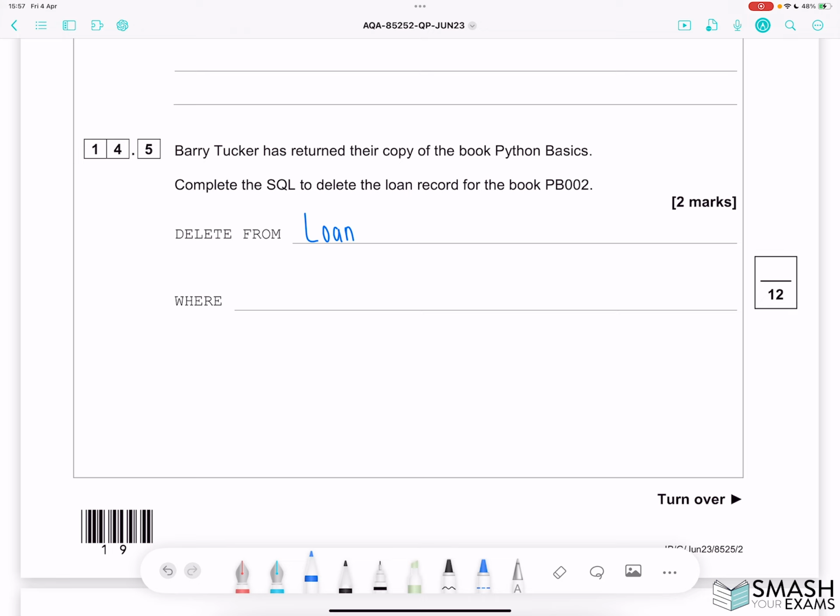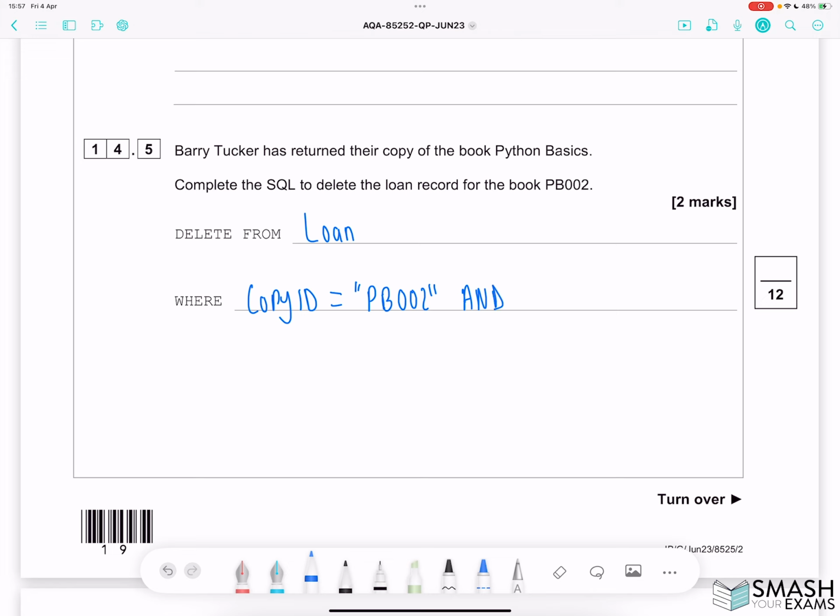What is it that we're going to be deleting there? Well, it's going to be the criteria where the book PB002, and we need to get Barry Tucker's ID no doubt as well. So we're going to delete the one here where copy ID was equal to, now this is a string, so we're going to put it in speech marks, so PB002. And don't forget the other little bit here, and we'll do that in capital letters.